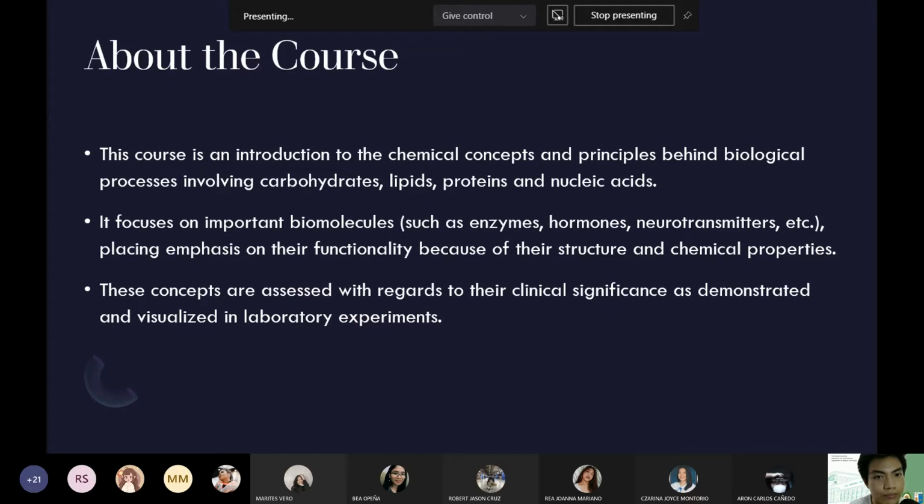And also we will focus on the important biomolecules. Generally we can classify biomolecules as carbohydrates, lipids, nucleic acids, and proteins. So let us find out how they were made, how they are named, and what the structure-function relationship is. And lastly, we're going to check the clinical significance of all those ideas, what their effect will be, which is visualized through your laboratory course.